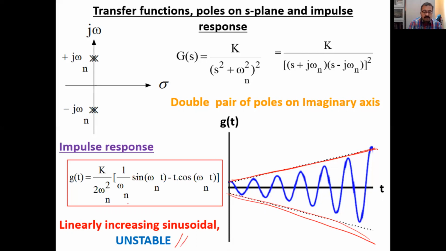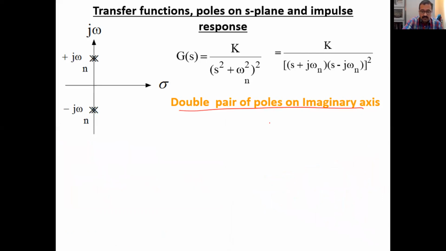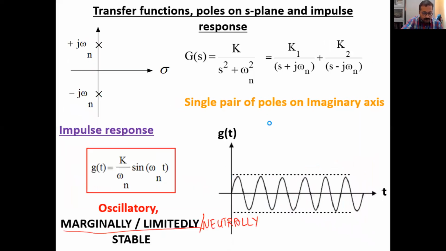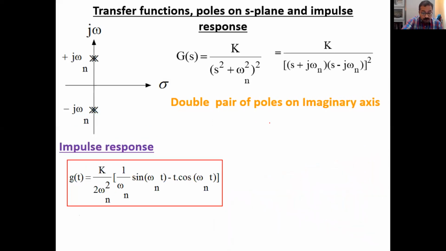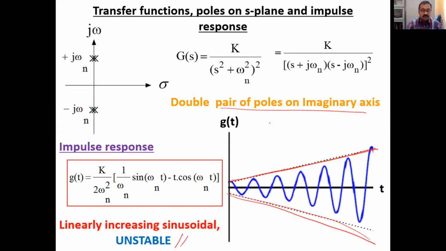So keep in mind, where are the poles now? There are repeated poles, a pair of repeated roots on the imaginary axis. Am I clear? In the previous case, we had only a single pair of poles on the imaginary axis, right? But here we have a double pair of poles, or a repeated pair of poles, on the imaginary axis. Then the system becomes unstable.